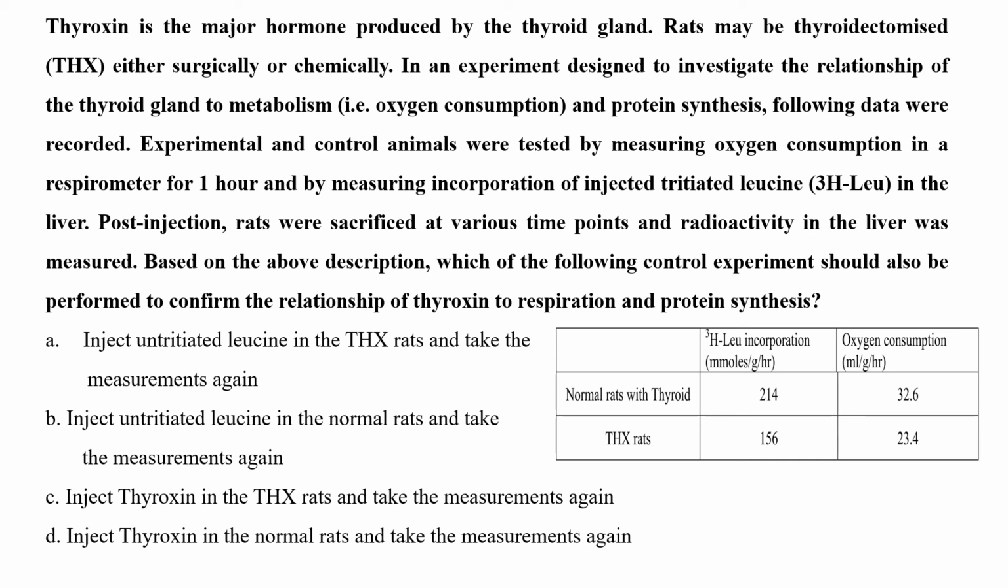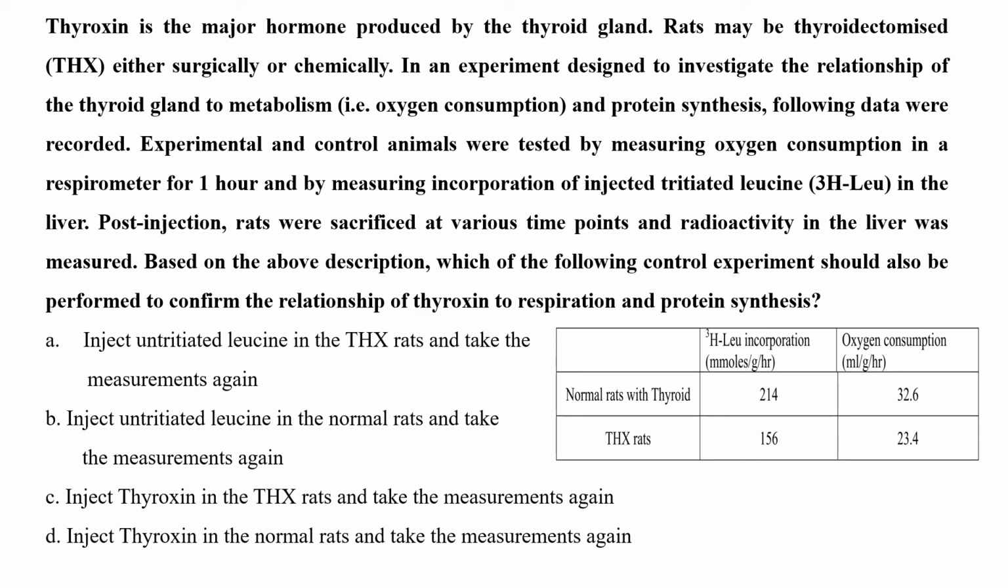Based on the above description, which of the following control experiments should also be performed to confirm the relationship of thyroxine to respiration and protein synthesis? A. Inject untritiated leucine in the THX rats and take the measurements again. B. Inject untritiated leucine in normal rats and take the measurements again. C. Inject thyroxine in the THX rats and take the measurements again. Or D. Inject thyroxine in the normal rats and take the measurements again.